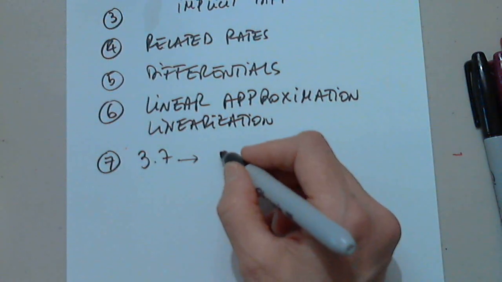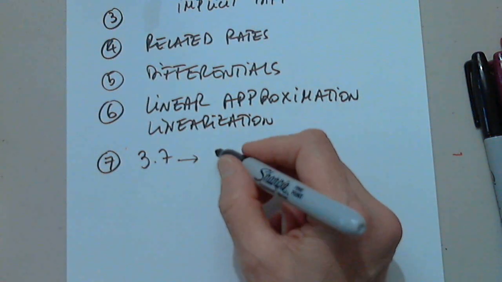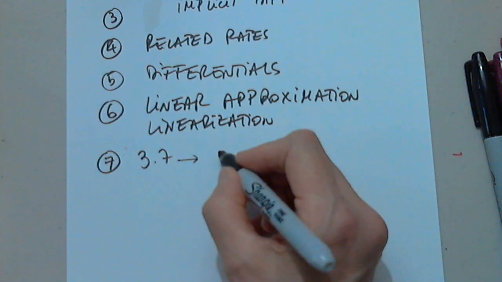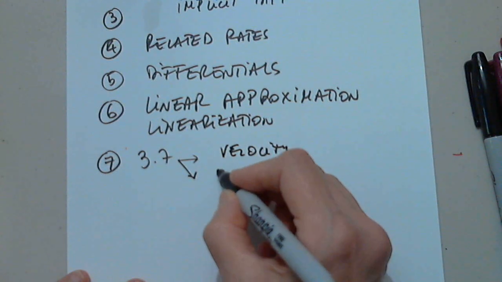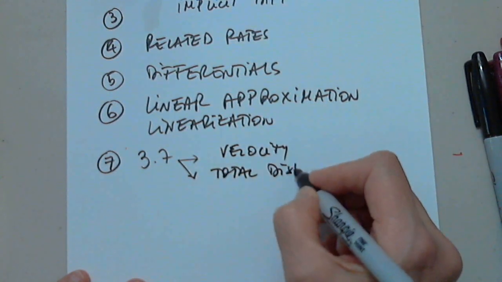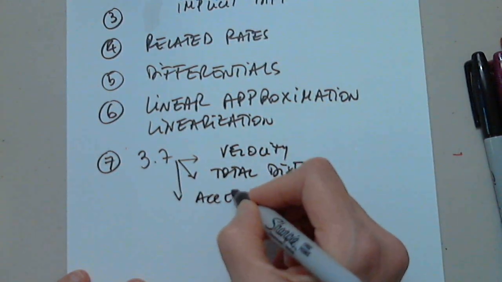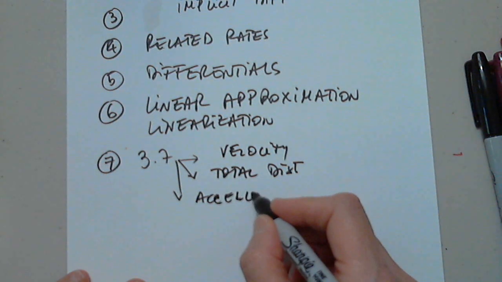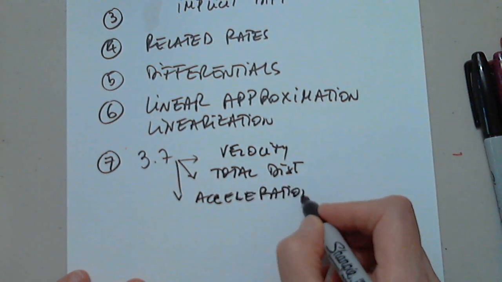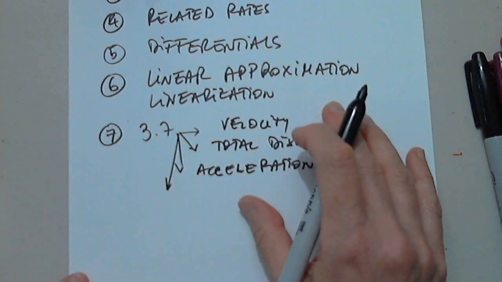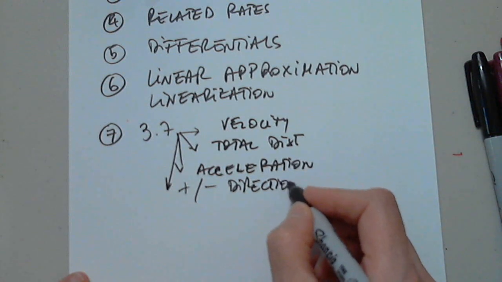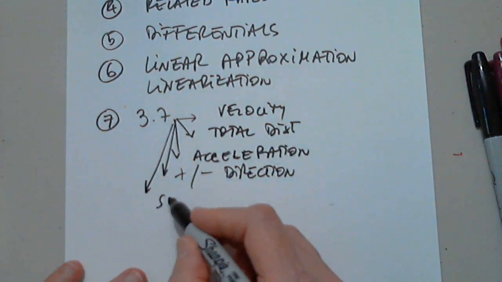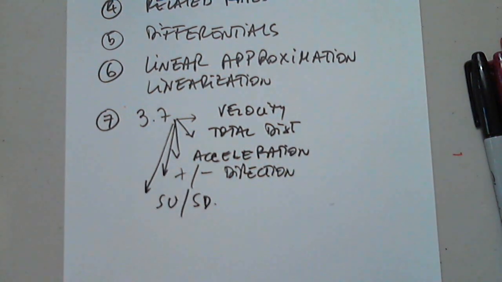What we had was an example today with velocity, total distance, acceleration, a positive, negative direction, and speeding up, slowing down. I can't think of anything else.